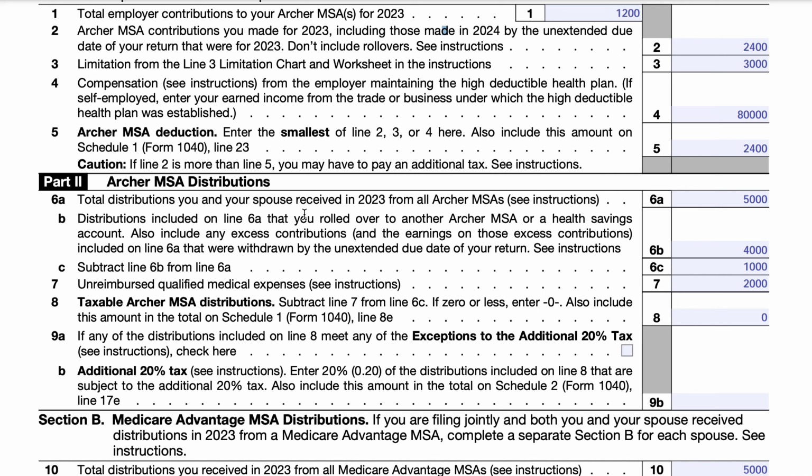Okay, so just keep that in mind. That's the underlying principle here. All of the rest of this is simply calculation. So in line 6A, we're going to enter the total distributions that you receive from all Archer MSAs.